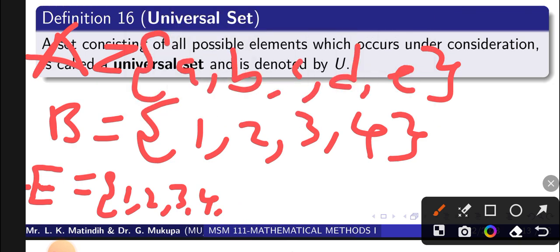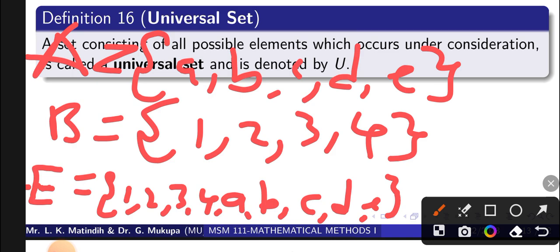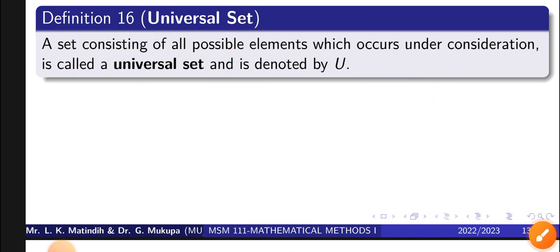1, 2, 3, 4, A, B, C, D, E. So this becomes our universal set. So in short, the universal set is a set of sets. All sets are subsets of the universal set, meaning all sets are contained in the universal set.